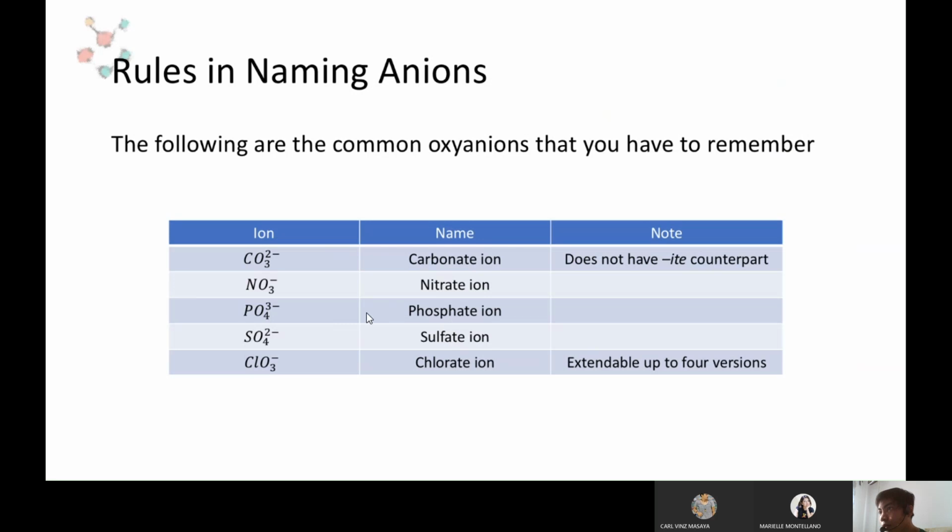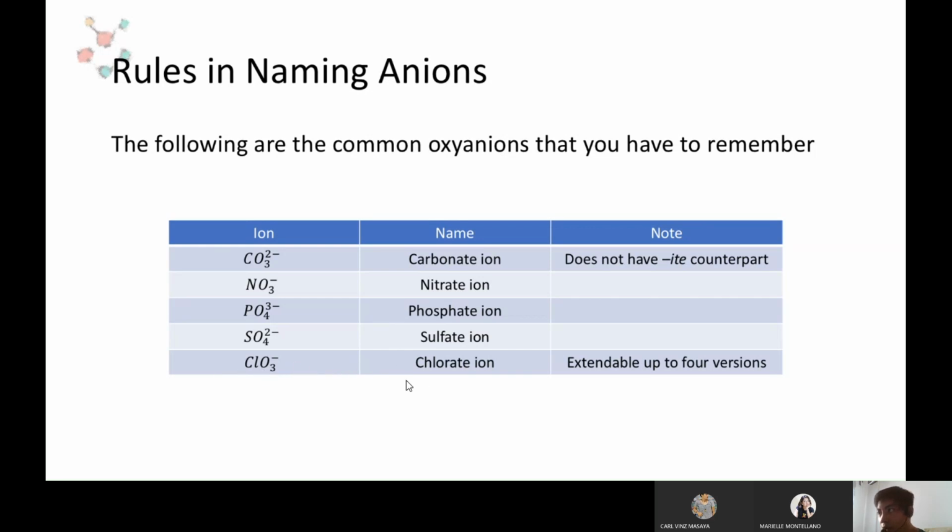So, ito namang nasa baba, PO4, negative 3. Pangalan niya ay phosphate. "Ate" kasi common siya. Sabi nila common yan eh. Kasi found in nature siya in big amounts. Ito na sa baba, we have the sulfate na SO4, negative 2. Okay. Then, last one, we have the chlorate, ClO3.